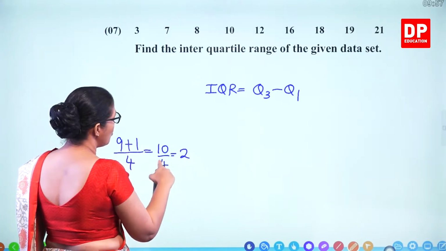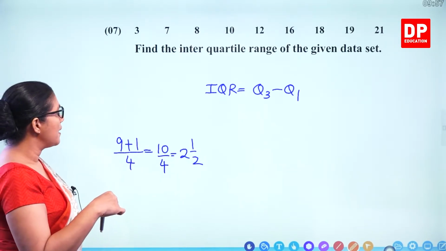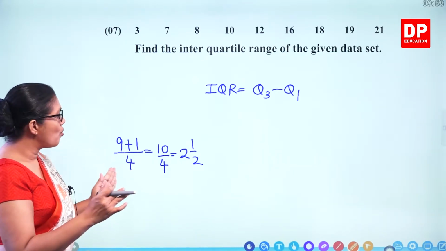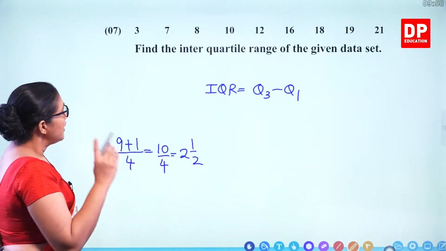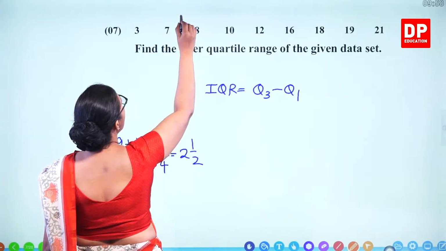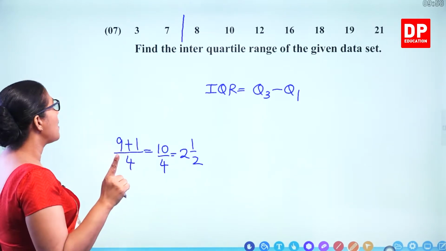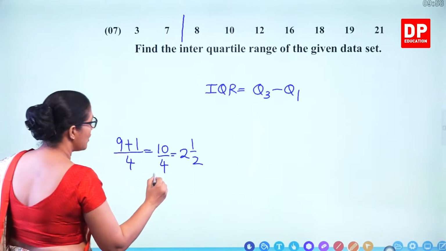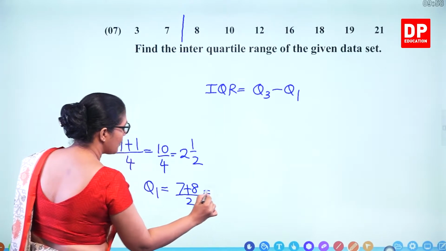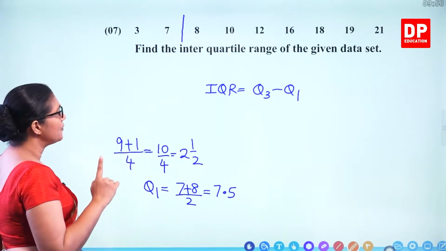10 divided by 4, and you get 2.5. So 5/2, 2.5. So that means in between 2 and 3, exactly in between. 2.5 means the mid value of 7 and 8. So what you do? Add and divide by 2. So you can find Q1 using 7 plus 8 divided by 2. 15 divided by 2, 7.5. That's Q1. Now we'll find Q3.